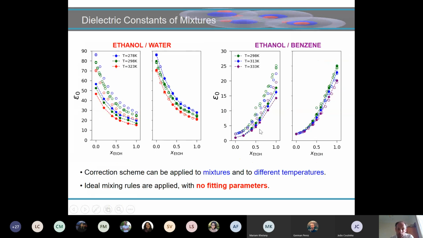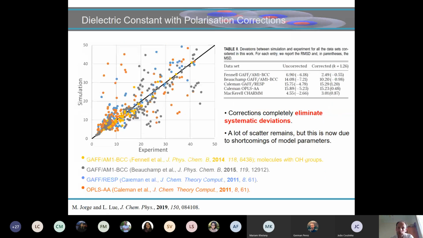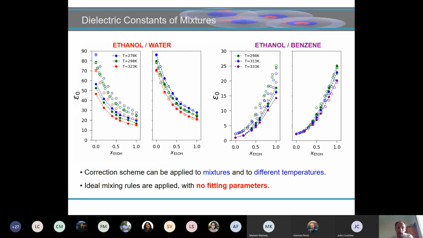So in very recent work, which we just submitted for publication, what I showed you before was for pure liquids. Now we can also look at liquids over a wide temperature range, and more interestingly, mixtures. We looked at ethanol-water and ethanol-benzene mixtures over several temperatures, and without any fitting parameters, just applying that correction together with some very simple ideal solution mixing rules, we can correct the dielectric constants of all these mixtures in a very effective way, which is something that hasn't been achieved by any model in the past.